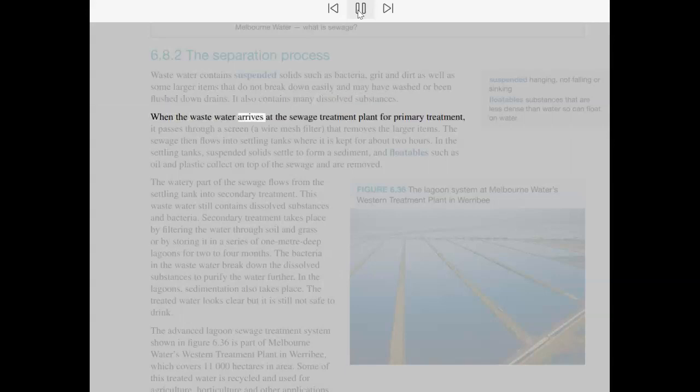When the wastewater arrives at the sewage treatment plant for primary treatment, it passes through a screen, a wire mesh filter, that removes the larger items. The sewage then flows into settling tanks where it is kept for about 2 hours. In the settling tanks, suspended solids settle to form a sediment, and floatables such as oil and plastic collect on top of the sewage and are removed.